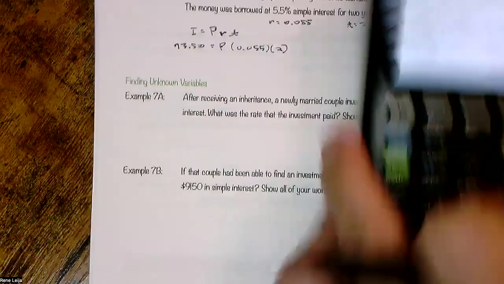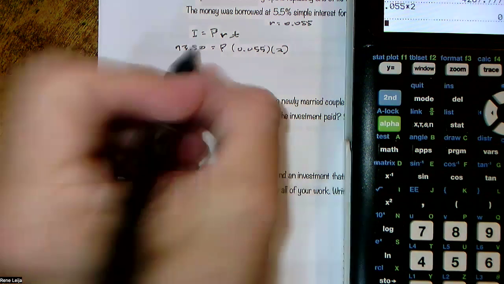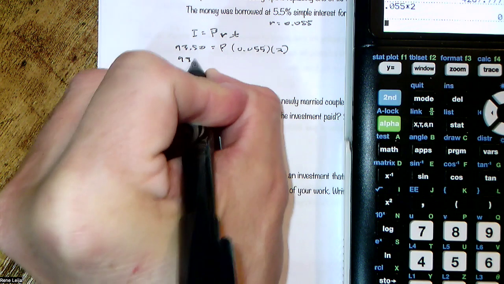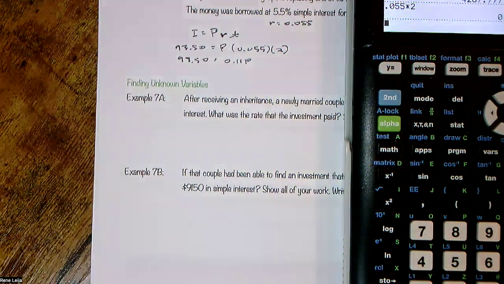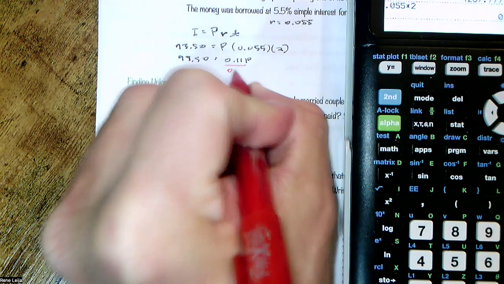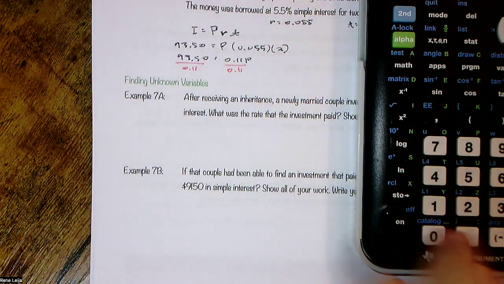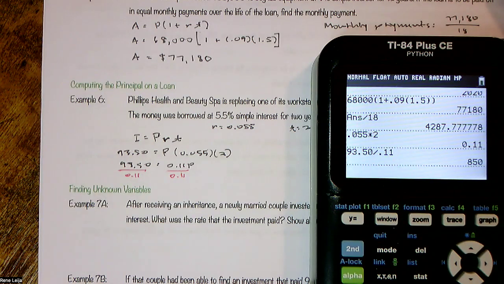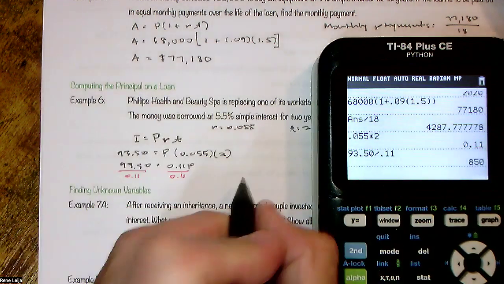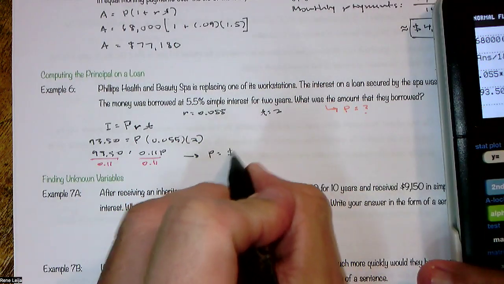Okay, so I'm just going to take 0.055 times 2. That's 0.11. So 93.50 equals 0.11 P. Now I have to solve for P, so I'm going to divide both sides by 0.11. So 93.50 divided by 0.11, and that gives us, sorry guys, I didn't realize I was off camera. So I did the 93.50 divided by 0.11. So this is going to give me a principal P of $850.